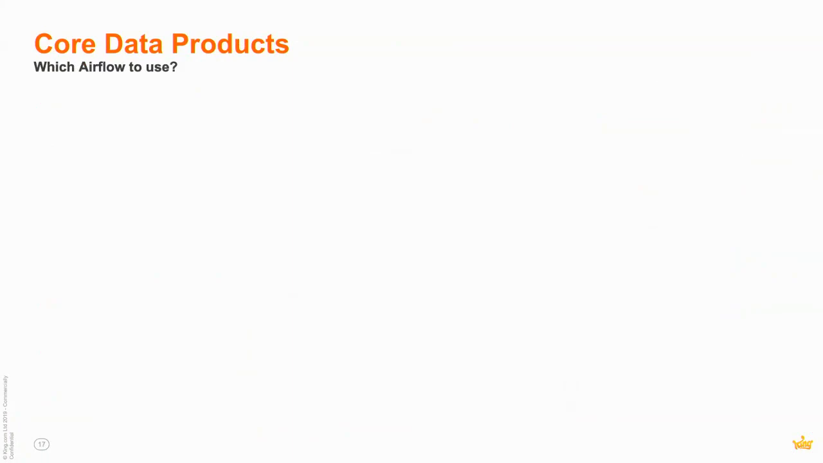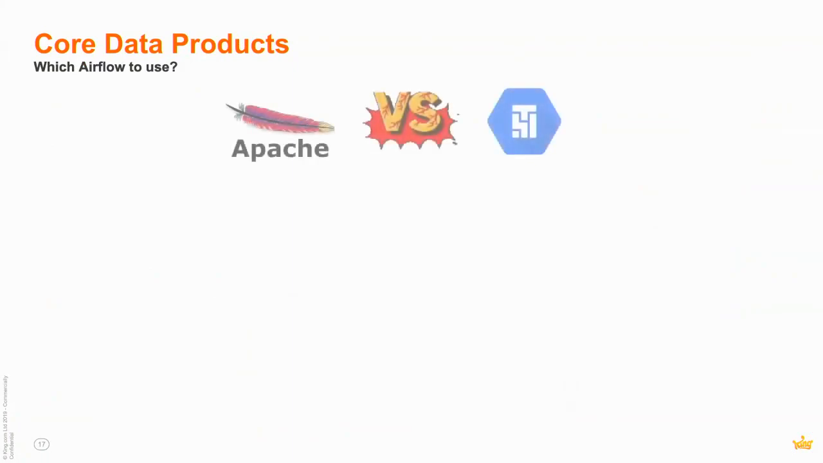So with all that in mind, we had some decisions to make about what kind of Airflow to use. It basically boiled down to two decisions, right? Do we want to use just the core project and build our own managed installation of it, or do we want to use some managed service, which in this case would have been Cloud Composer?